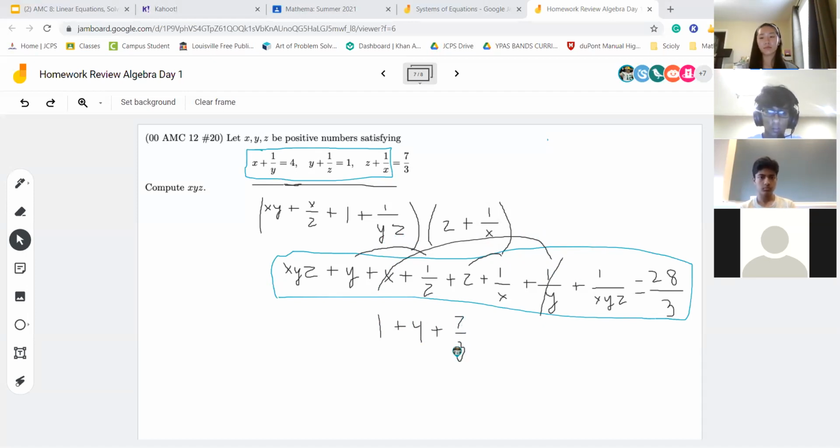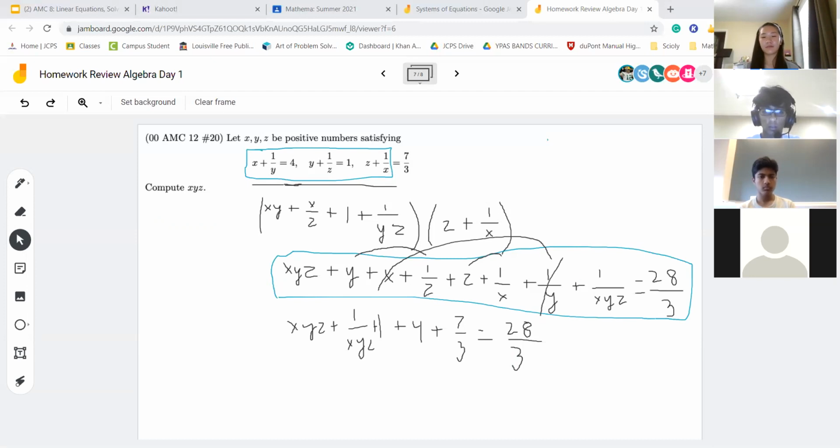xyz, which is what we're finding, by the way, plus 1 over xyz, plus this sum over here, 1 plus 4 plus 7/3, is equal to 28/3. Sorry for the bad handwriting. Using a trackpad is hard. So 5 plus 7/3, and then that's going to be 22/3.